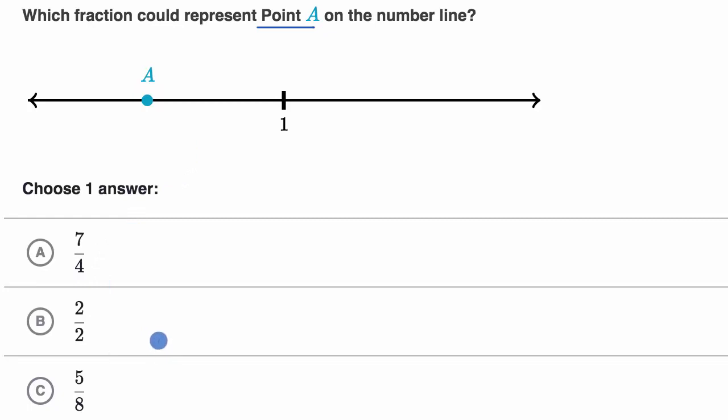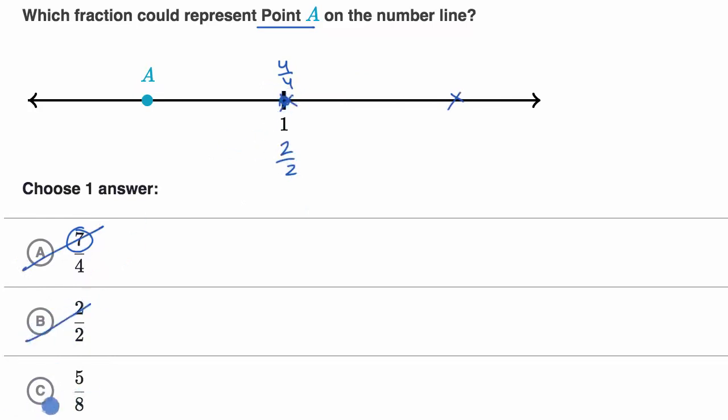All right. In order for it to be less than 1, the numerator has to be less than the denominator. Here, our numerator is greater than the denominator. 7 fourths is definitely larger than 4 fourths. Remember, 4 fourths is equal to 1. This right over here I could rewrite as 4 fourths. And so 7 fourths is going to be someplace over there. So this is definitely not our choice. 2 halves, once again, that's the same thing as 1. That's right over there. So that's not our choice.